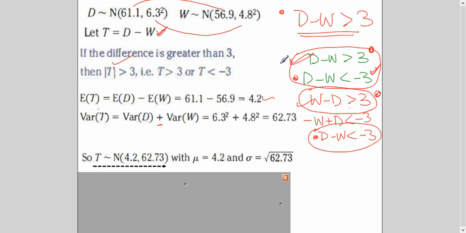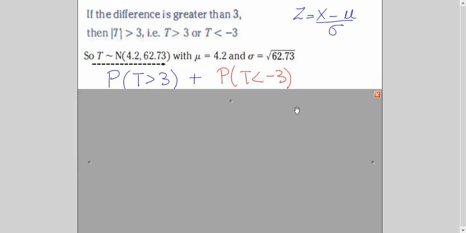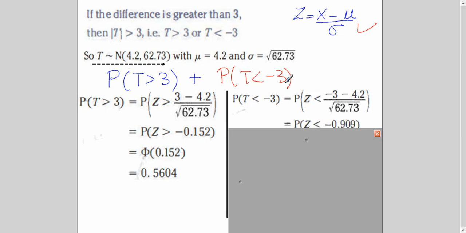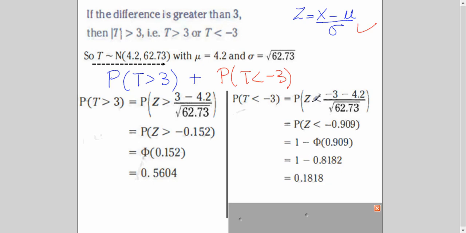Now we can answer this question and this question, and we will add up these two probabilities, right? So now we have a new distribution and we have to answer these two questions and add up. Let's see one thing at a time. For this case, t, I am changing it into z, and you know the formula, and then calculating the probability, which is 0.5604. You can use the z table and figure it out. Similarly, you do t less than minus 3, because t is representing the same distribution. So you will change it into z and solve it.